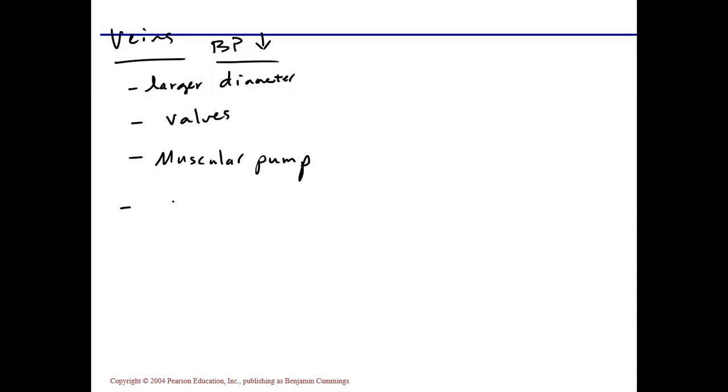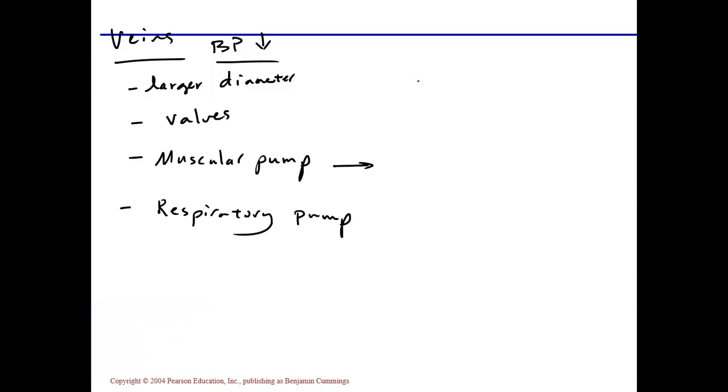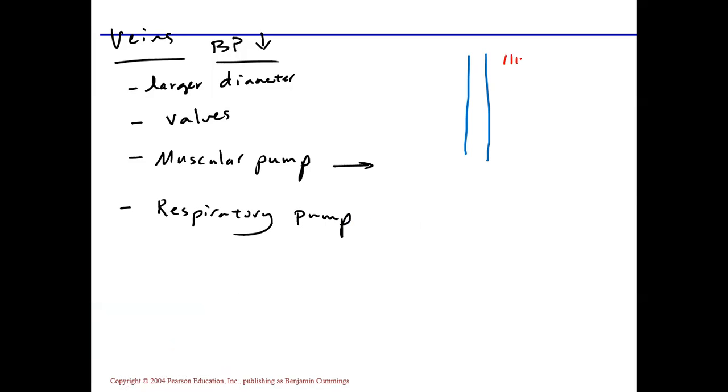And finally, you have the respiratory pump. So, muscular pump: if you think about a vein, veins are surrounded by muscles, the majority of it. So you have muscles on here and here.